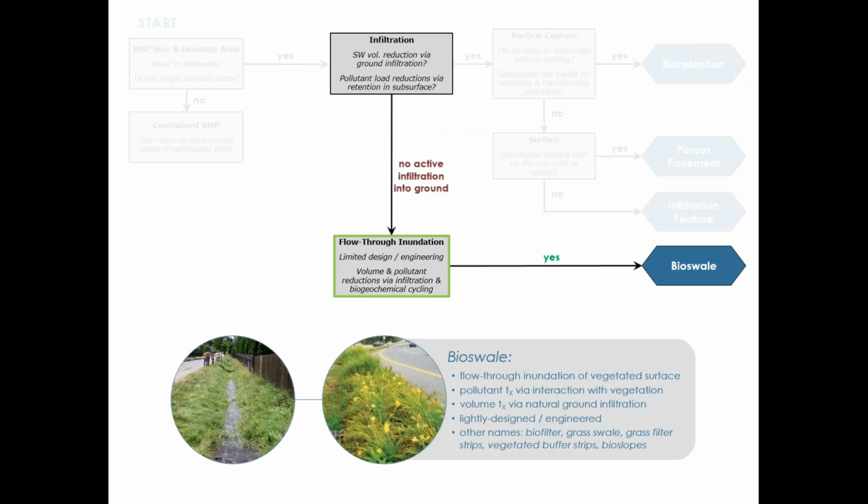A bioswale is a flow-through area that is not highly designed or engineered, but has dense vegetation coverage across greater than 80% of its surface. Runoff flows over the vegetated surface, allowing interaction with the vegetation to encourage retention of particulate and dissolved pollutants. This vegetated surface also encourages infiltration, but the degree to which volumes are reduced will vary based on the native soil and vegetation types.